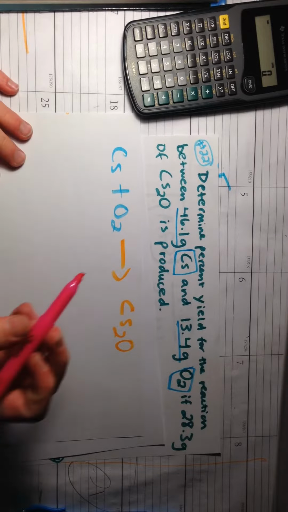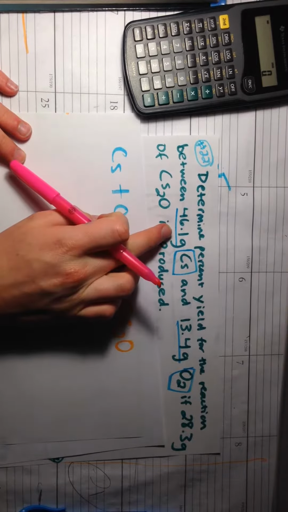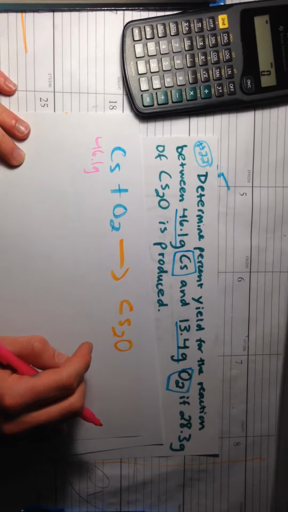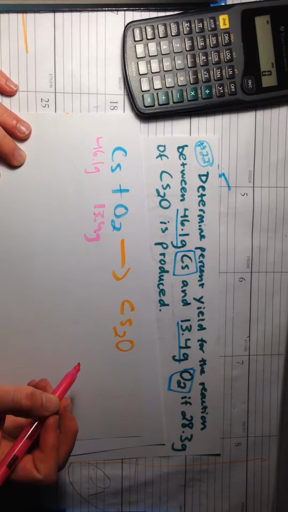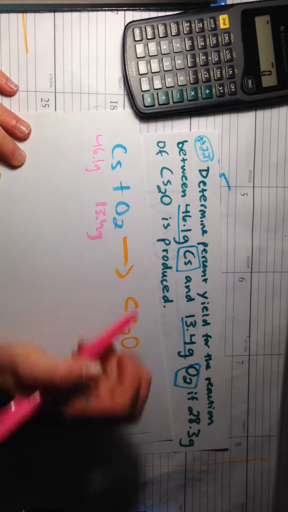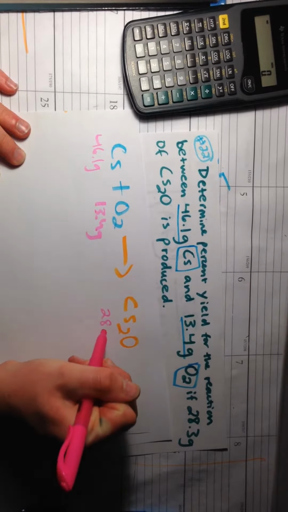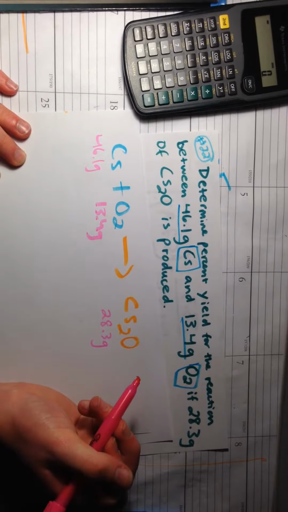Now let's take the information that we're also provided with. We're also provided with 46.1 grams under cesium, and 13.4 grams of oxygen. And this is produced: 28.3 grams.